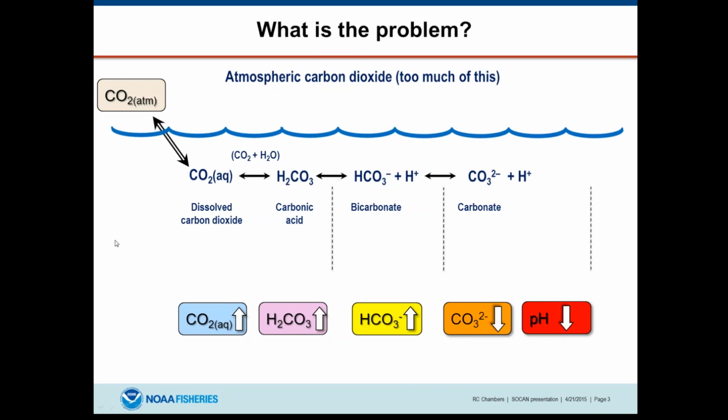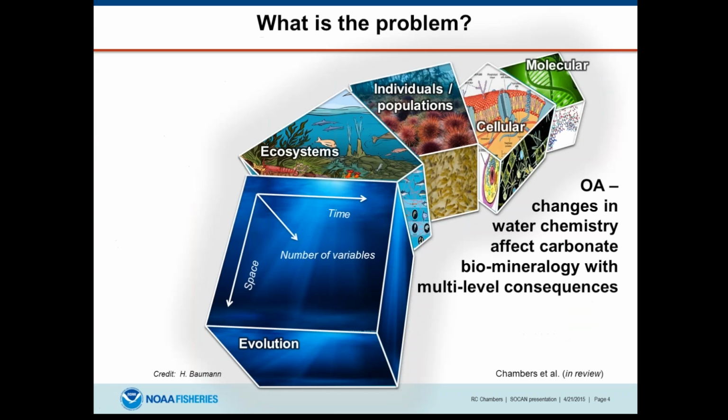Just characterize OA, ocean acidification, as a complex multi-level problem due to changes in water chemistry that affect the carbonate biomineralogy, but with multiple levels of consequences, from molecular to cellular, individuals and populations, ecosystems, and all of this can best be considered in the context of space, time, and natural variability, which of course is the milieu in which evolution occurs.